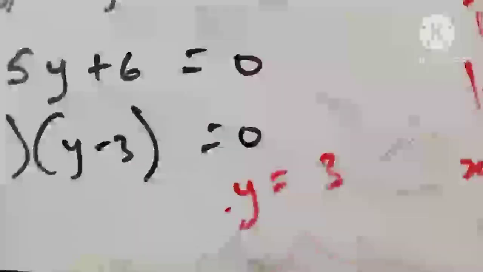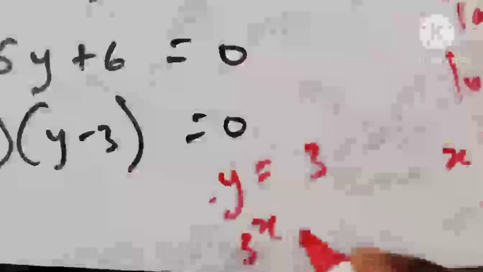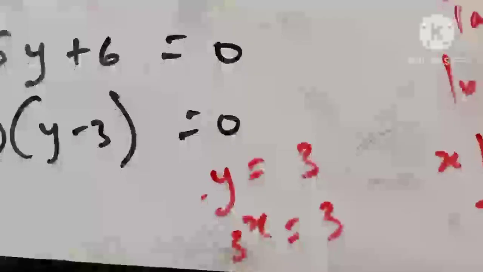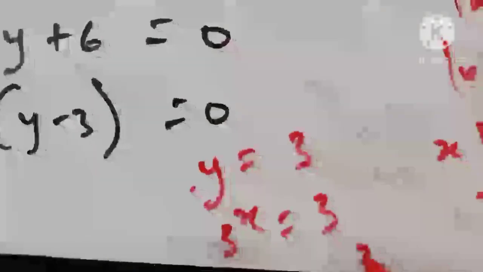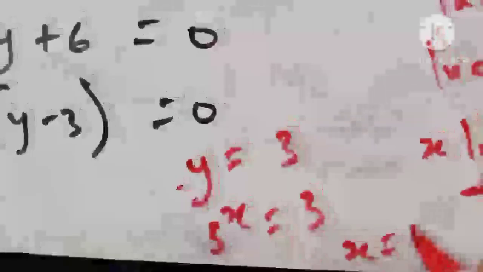The next one, remember we are just solving for one here. The second one is solving this: you have y equal to 3, and then 3^x equal to 3. Boom, we are free to go. We can easily say that our x is equal to 1. So these are the two answers that we have for solving this type of equation.